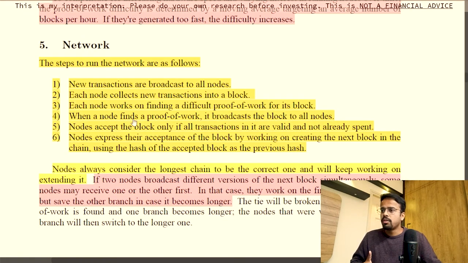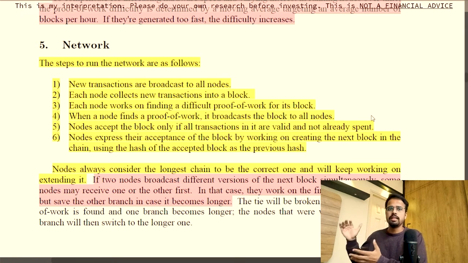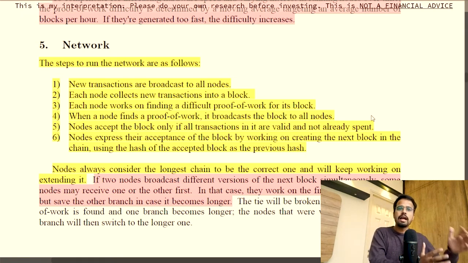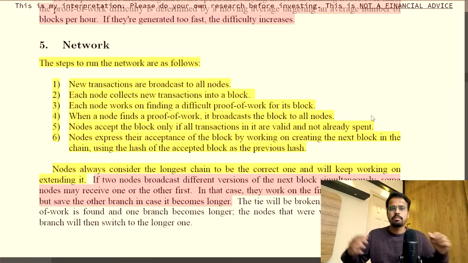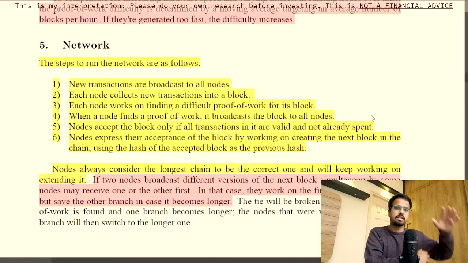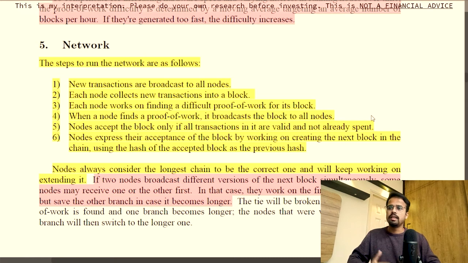Now, when a node finds a proof of work, it broadcasts the block to all nodes. Okay. When a node or a miner finds a private key and nonce which can produce a hash with n number of zeros, then it broadcasts that nonce along with that block to the entire peer-to-peer network. That's point number four.